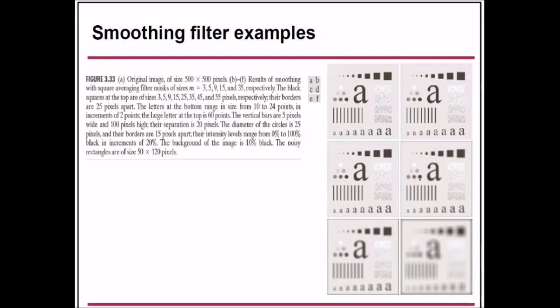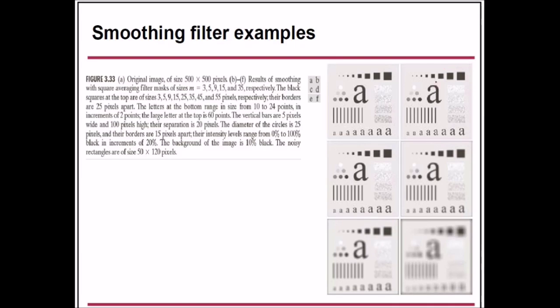This is the smoothing filter example. This is the original image, 500 by 500 pixels. This is the result of smoothing with a square averaging filter. The mask sizes here are 3, 5, 9, 15 and 35. The black squares at the top are of size 3, 5, 9, 15, 25, 35, 45 and 55 pixels respectively. Their borders are 25 pixels apart.